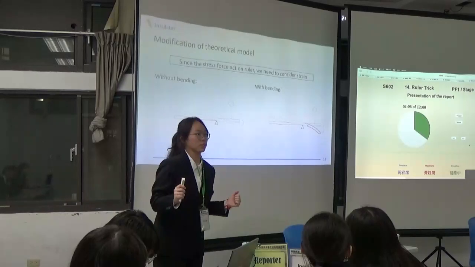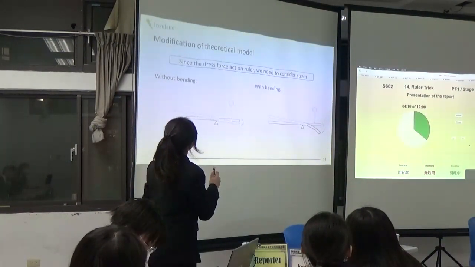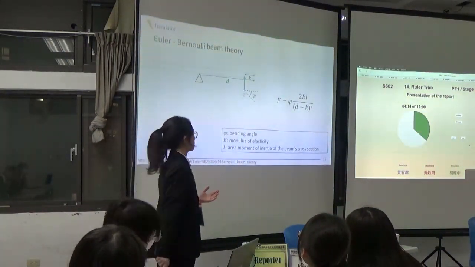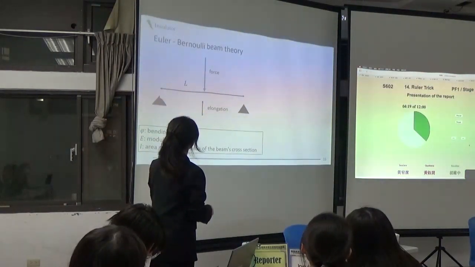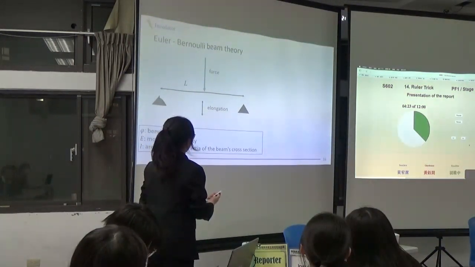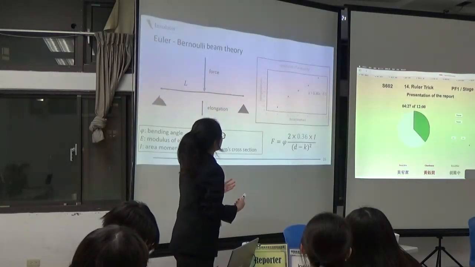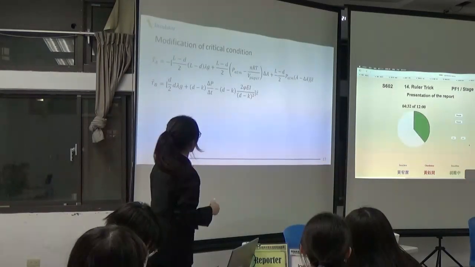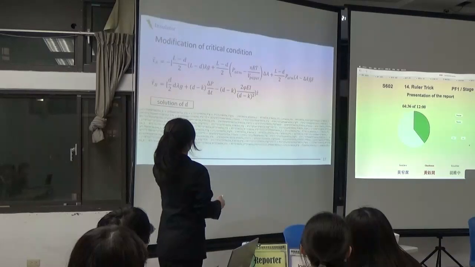But in our experiments, we found out that the ruler will have a bending phenomenon. So we need to consider the strain on it. And we use the Euler-Bernoulli beam theory to modify this. And you can see that we do the experiment to find the force and elevation relationship, and to get a result: our modulus of elasticity will be 0.36. So here will be a modification of the critical condition. And we put it here, and we can get a solution of D.